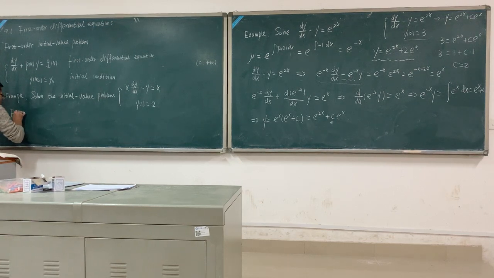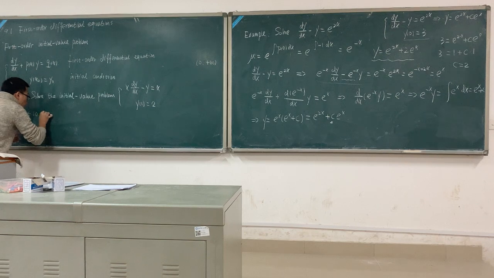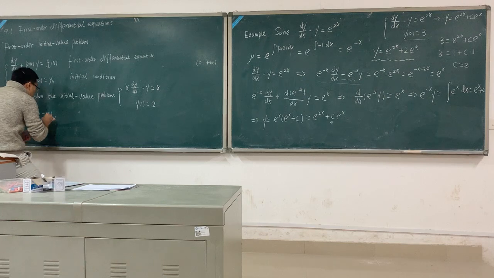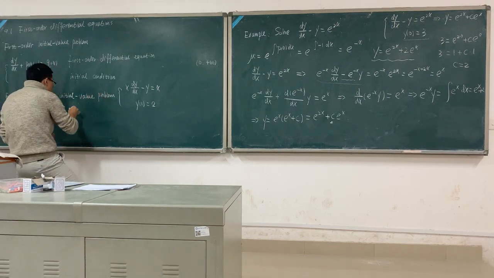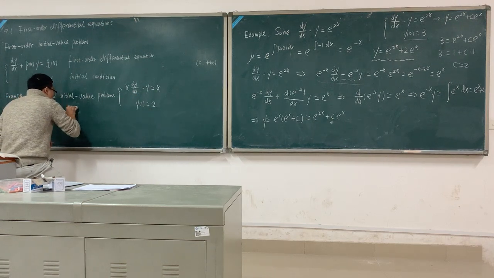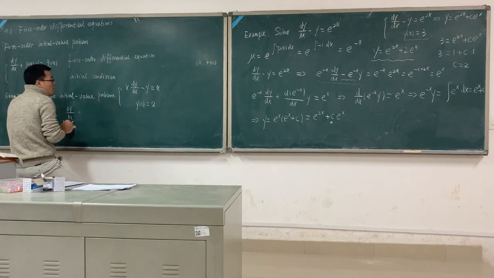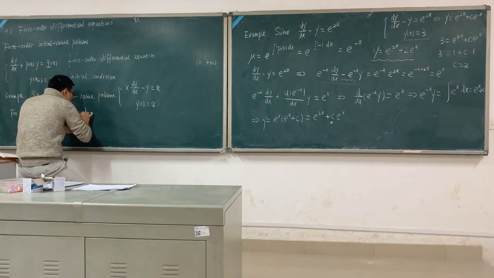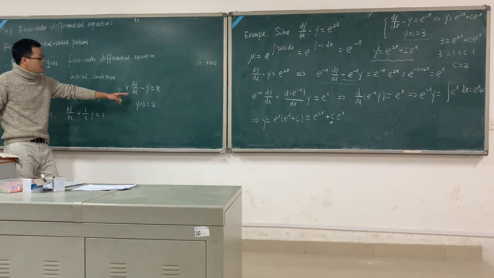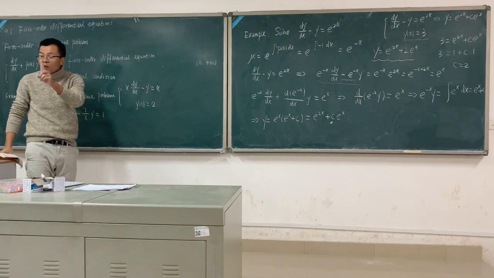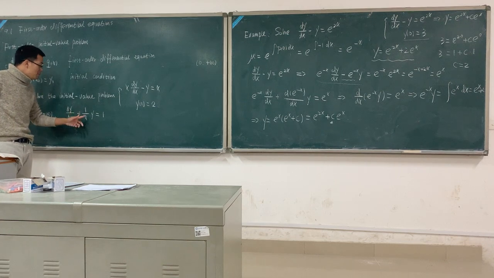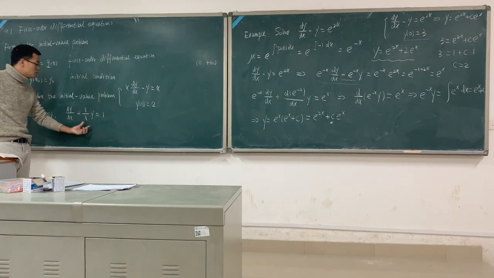Now for x belongs to 0 to plus infinity, we divide by x on both sides of this equation. So here it is dy/dx minus 1/x times y equals 1. Here x divided by x is 1, and here it is minus 1 divided by x, so minus 1/x y, and 1.